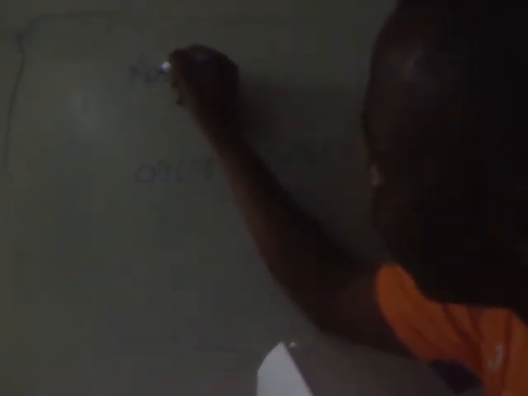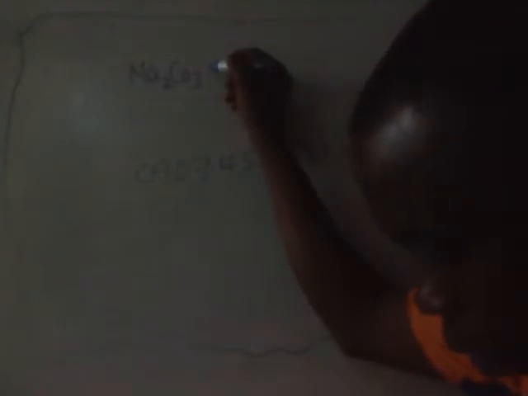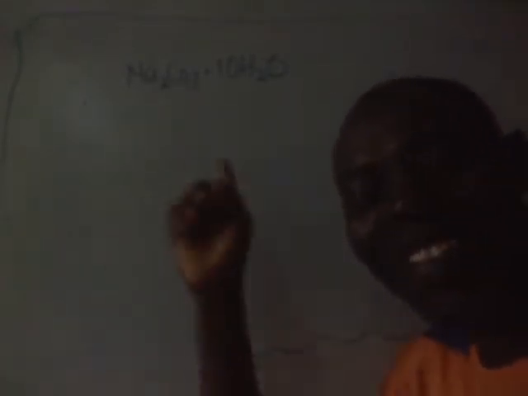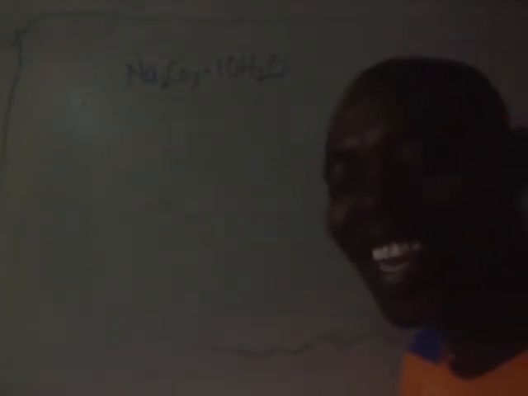The question says, what percentage by mass of sodium is present in the compound Na2CO3.10H2O? Let me write it on the board. This is sodium carbonate decahydrate, otherwise known as washing soda. How do we calculate the percentage by mass of sodium?